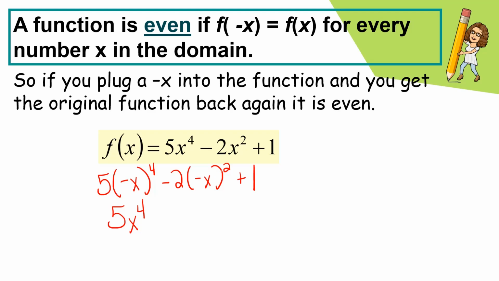The same thing happens to negative x squared. That's 2 negatives. Those 2 negatives multiply one another, and we just get x squared. So we still have negative 2x squared plus 1. Nothing happened there. Let's check: is it the same? We're talking same signs, same numbers, same everything. That matches. Yep, they are the same. So this is, in fact, an even function.